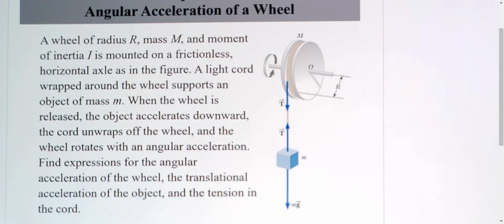Find the expression for the angular acceleration of the wheel, the translational acceleration of the object, and the tension in the cord. So he needs three things: translational acceleration, angular acceleration, and he wants the tension.